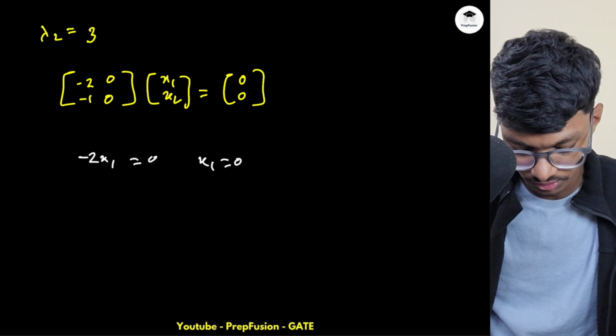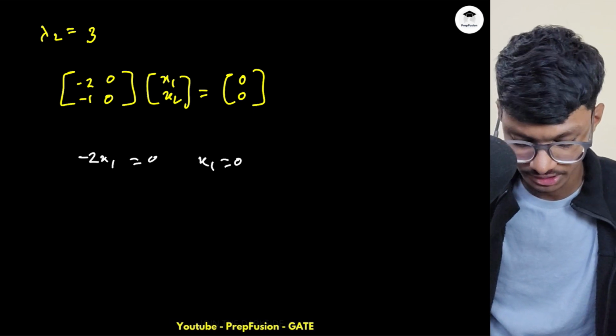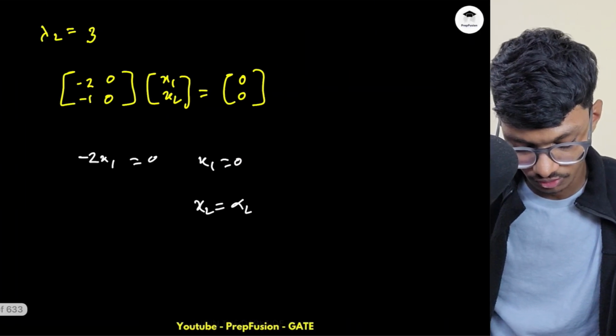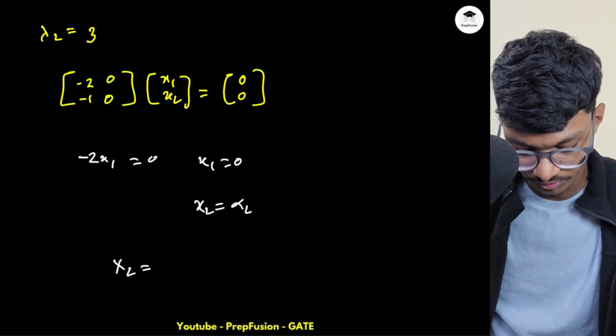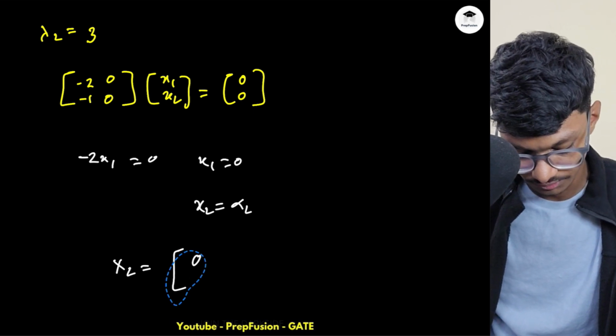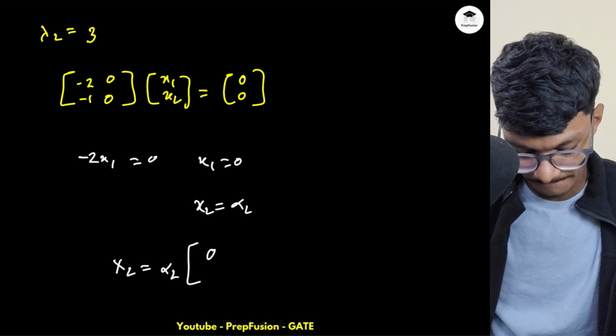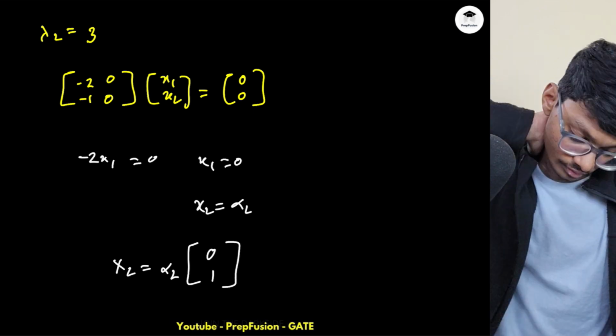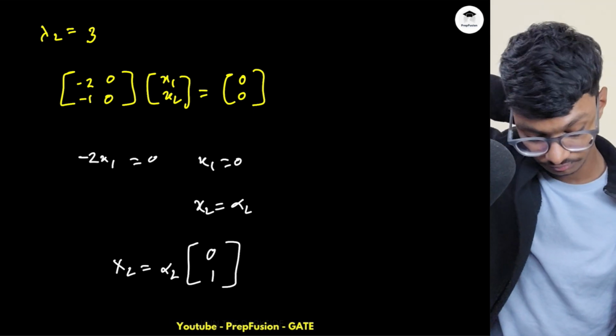So x1 will be 0, right? And again here also x1 is 0, saying the same thing. So x2 will be some alpha 2. Basically my eigenvector will have x1 equal to 0, so I can write alpha 2 times (0, 1). So this is my eigenvector basically.